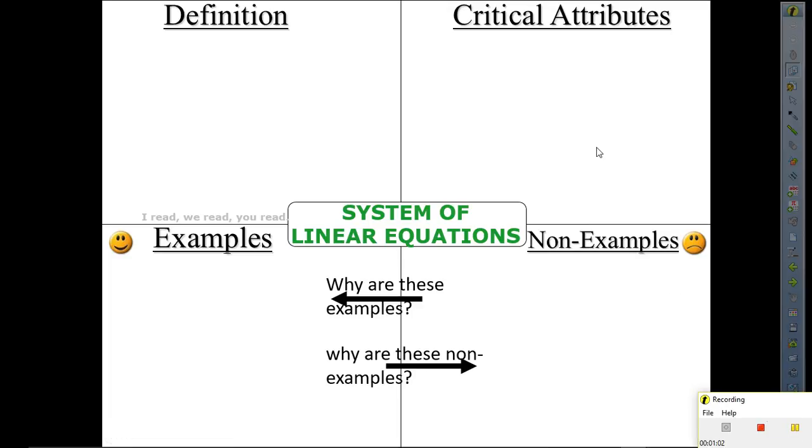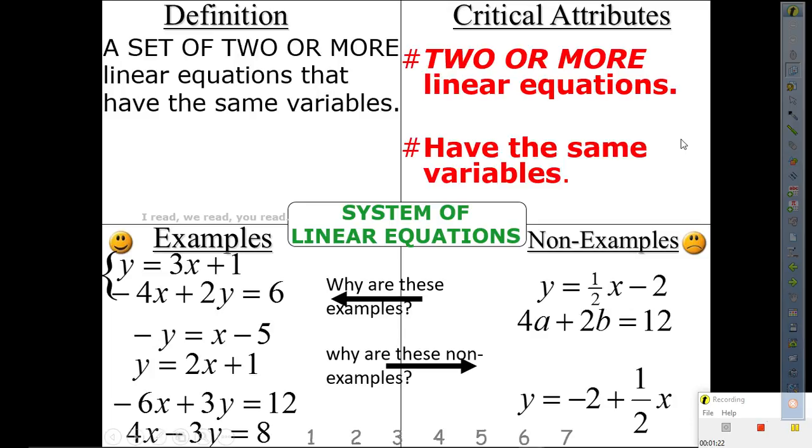Okay, let's see. Definition. The set of 2 or more linear equations that have the same variable. Hands up if you got that. Okay, good. By now a lot of you know it, you need to know this. Example, non-examples, and hashtags. Something like that. Hands up if you got something similar. Okay, good.